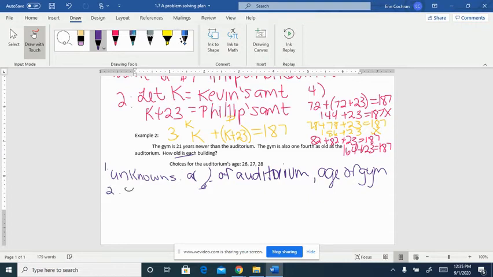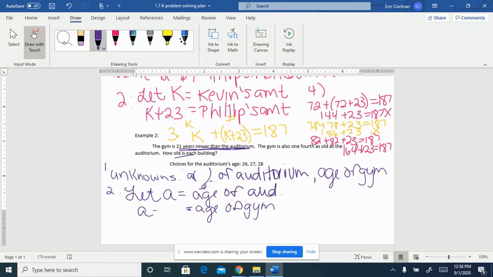Step 2 is we're going to define a variable. We know the gym is 21 years newer than the auditorium. Well, do we know the age of the auditorium? No, so that would be our unknown. So I'm going to label that A. A is the age of my auditorium. If the gym is 21 years newer than the auditorium, the age of the gym is going to be my auditorium age, A, minus 21.